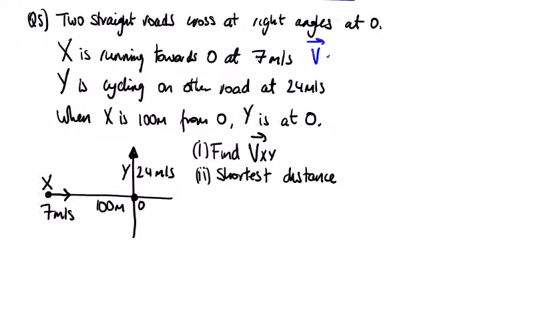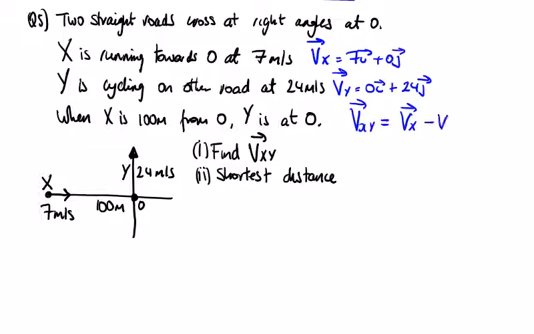Well, let's look at the velocity of X here. It's just going in the positive I direction, so it's going to be equal to 7I plus 0J. And the velocity of Y is just in the positive J direction, so it's equal to 0I plus 24J. So the velocity of X relative to Y is the velocity of X minus the velocity of Y, which in this case is just going to be 7I minus 24J.